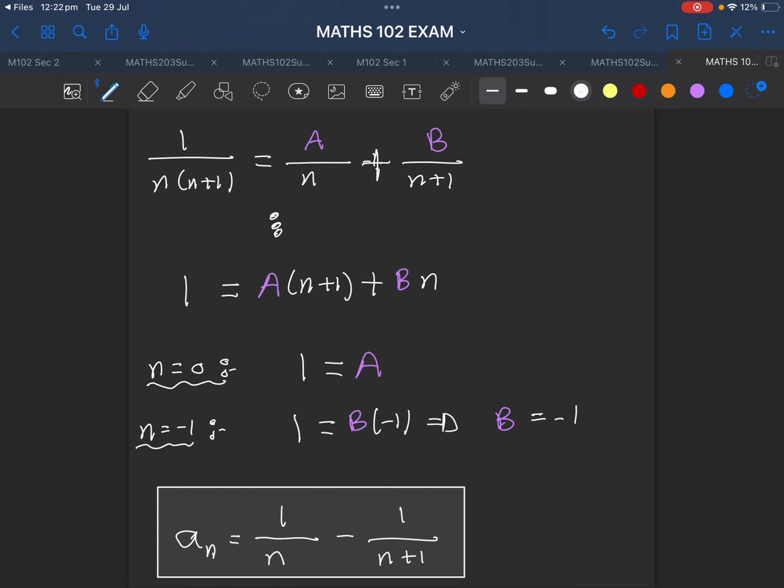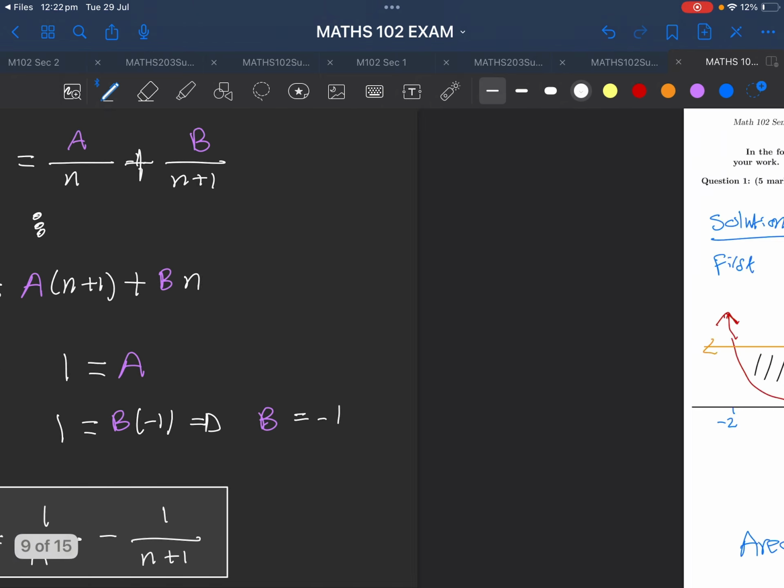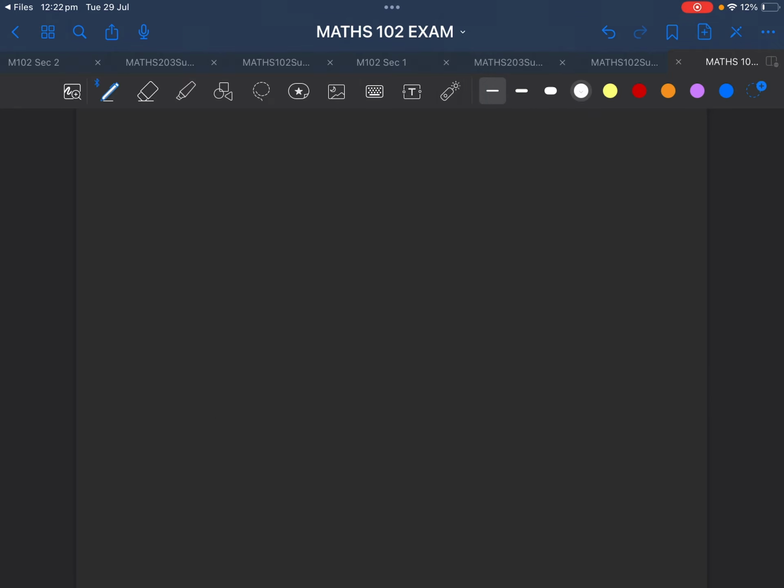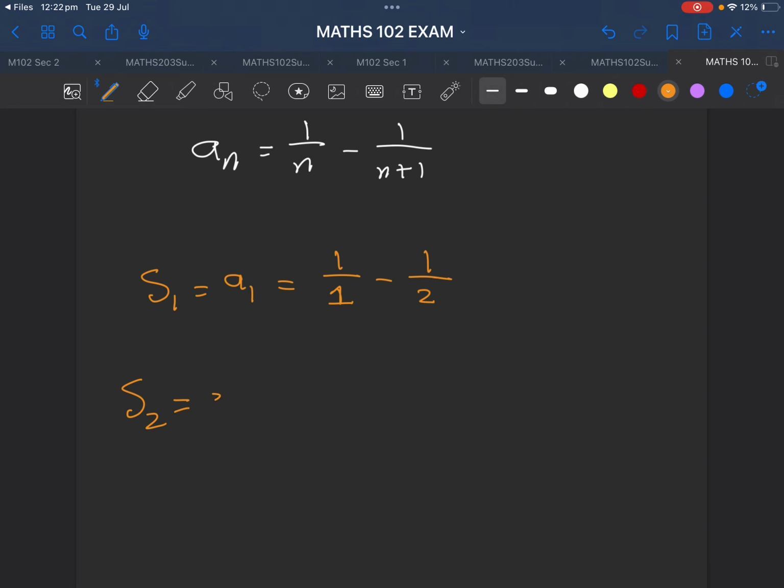But I don't want a_n, I want S_n. In order to find S_n, we need to find S1, S2, S3, and then we find the pattern to find S_n. So let me just go to the next page. Write a_n here. And now we need to find S1, which is the same as a_1, which is 1 over 1 minus 1 over 2. Nothing gives me any information.